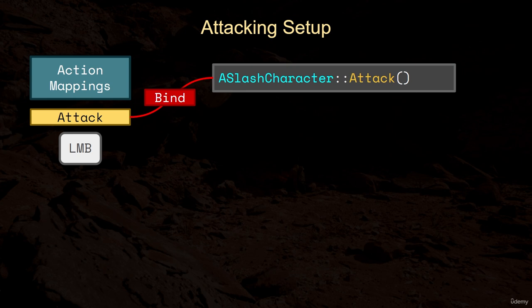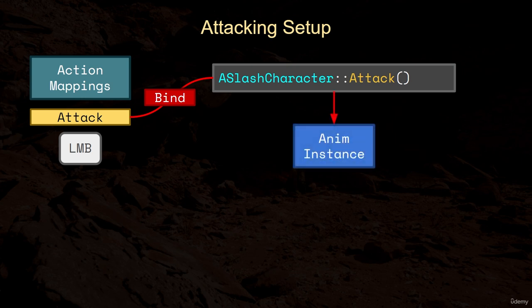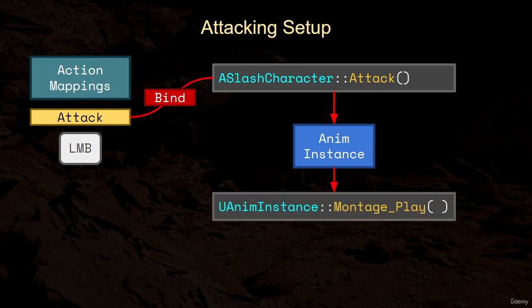From there, we need to decide what happens in the attack function. Well, we'd like to play an animation montage, and in order to do that, we have to access the anim instance. And from the anim instance, we can play an animation montage specifying which montage to play. So we have a number of steps here, and we're going to take this one by one, first implementing this in blueprints, and then moving on to C++.